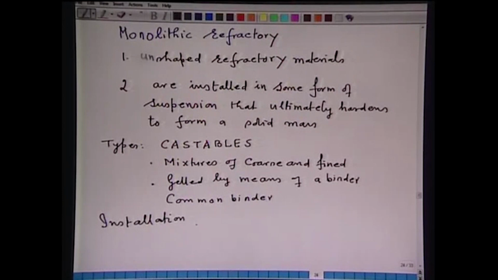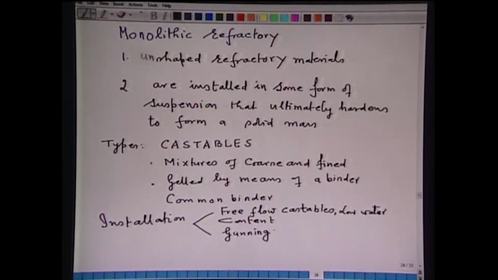Now, for installation, we have two types of these castables. One is the free flow castables, and these free flow castables have low water content, and another method of installation is by gunning. That is, the mixture is allowed to flow through a gun at a particular pressure.